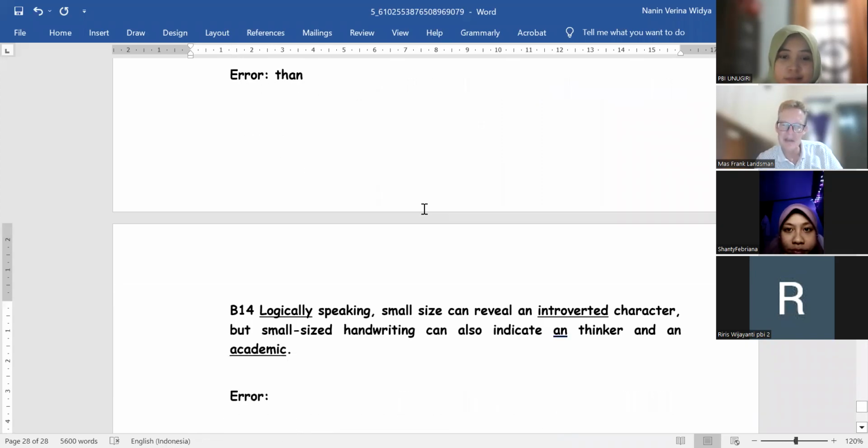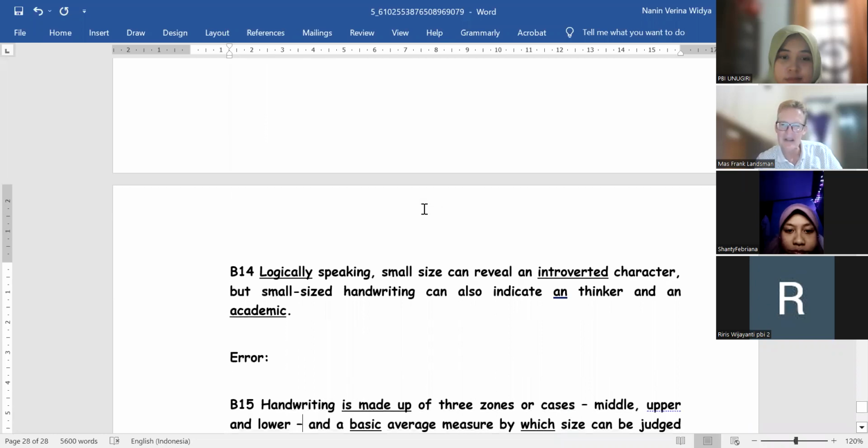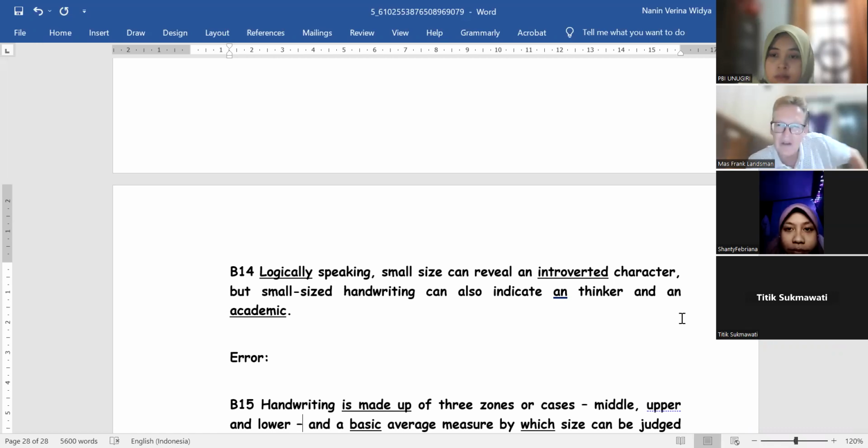B14, logically speaking, secara logis, small size can reveal an introverted character. Jadi orang yang berkepribadian tertutup itu pasti tulisannya kecil. Small size. Also thinker and academic. Jadi pemikir ya, intelektual, orang cerdas, and an academic. I think Professor Habibie has small handwriting, almarhum ya. One of your presidents, our presidents, I should say. So, which one is wrong?